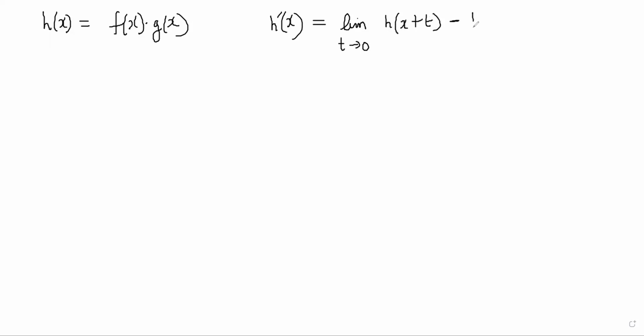So proof, let's do. Suppose h(x) is equal to f(x) into g(x). Now I have to find h dash x. h dash x means limit of, actually I should have called it t or something. So now I'll write it as here, I will write t. t tends to 0, h of x plus t minus h of x by t, right? I'm writing the basic definition of derivative, right?